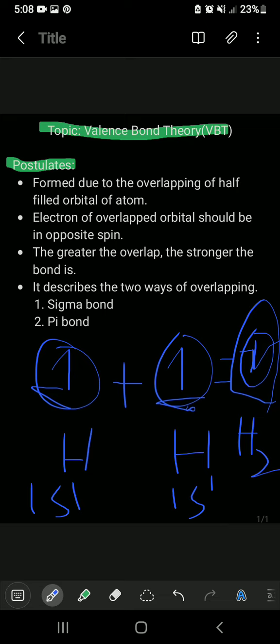Here the spin of the electron is anti-clockwise and here it is too. Both have clockwise spin of electron, but whenever they make the bond, their spin will be changed to opposite. One will be clockwise and the second will be anti-clockwise.